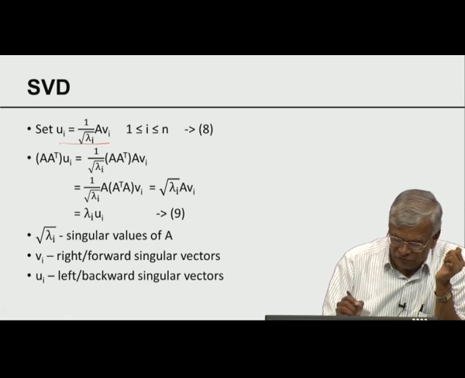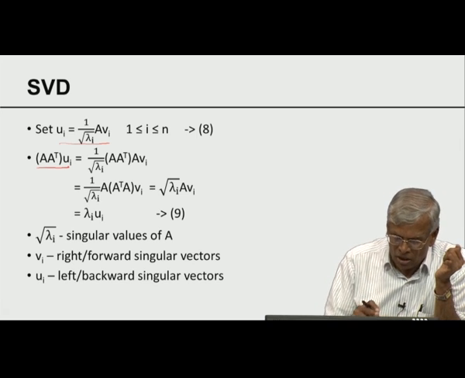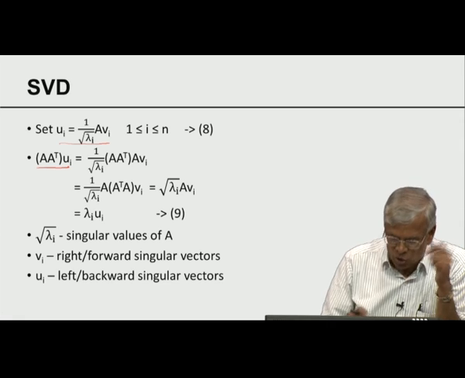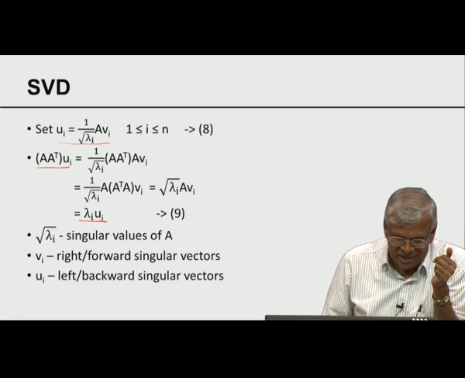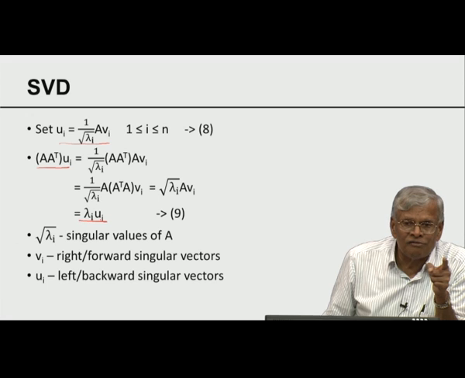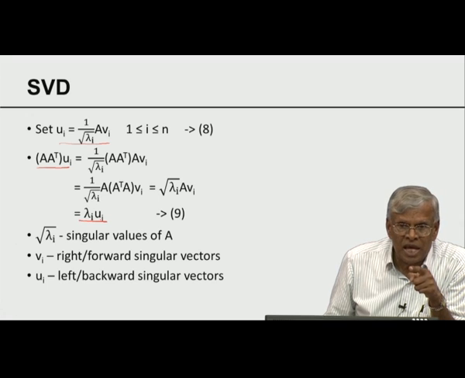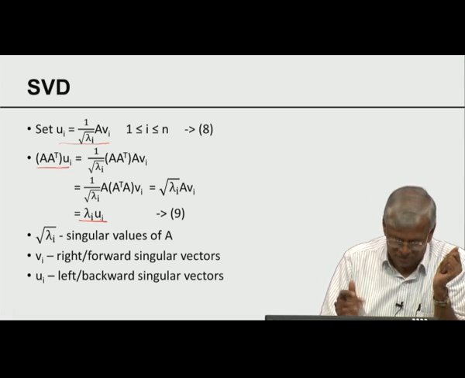From this derivation, I am now going to compute A A transpose Ui. If you substitute the expression for Ui and simplify it, it turns out I get 9. So what does 9 say? A A transpose Ui is equal to lambda i of Ui. So what does it mean? If Vi's are the eigenvectors of A transpose A, Ui's are the eigenvectors of A A transpose. Both the matrices share the same set of eigenvalues.